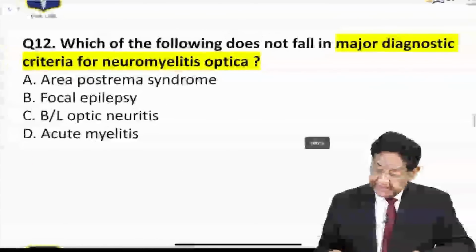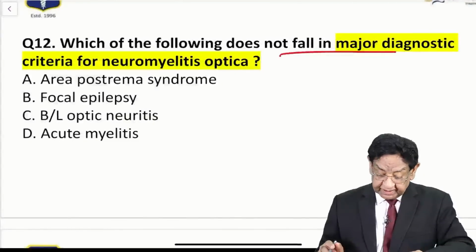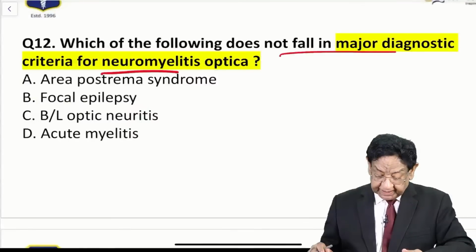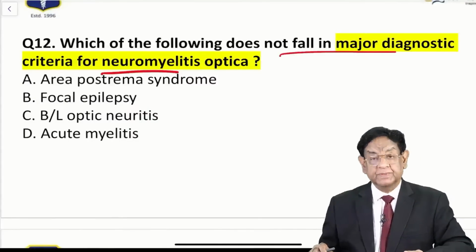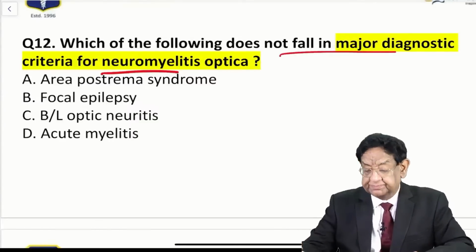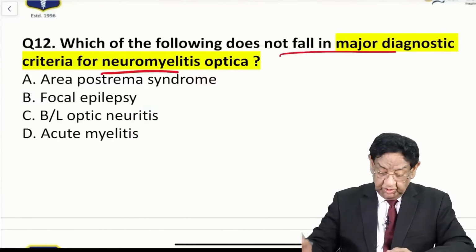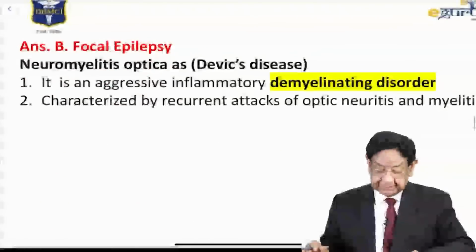Now, this is again a rank 1 question: which is not a major criterion of Neuromyelitis Optica? Write down the answer in your copy. I give you 20 seconds to think of an answer. Well, the right answer is focal epilepsy.